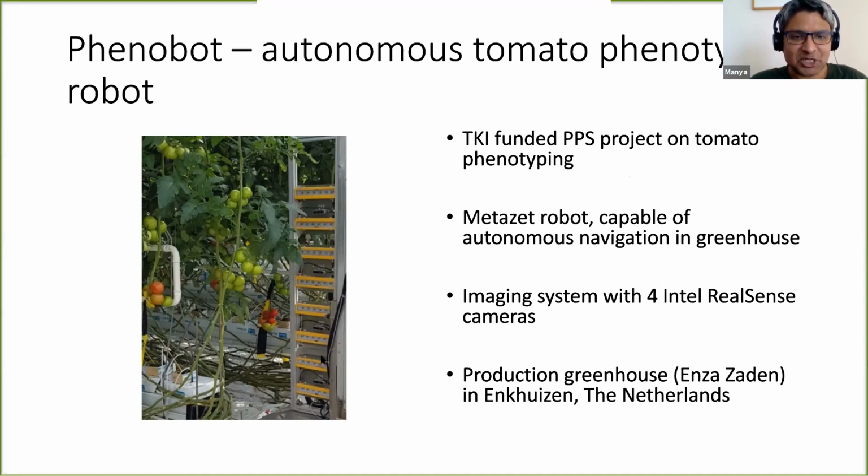So we see in this image the imaging setup that was used, and this was mounted on a robot from Metaset. The imaging system contains 4 RealSense cameras. And what is really our contribution in this work is that we presented results in a practical greenhouse system rather than in a laboratory, which is what most of the literature on this topic used.